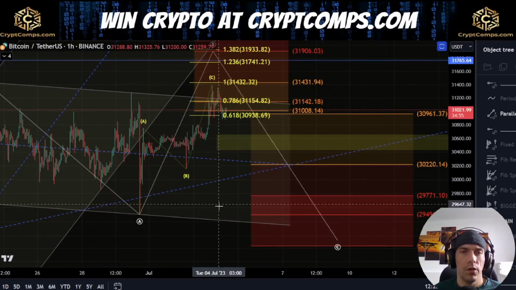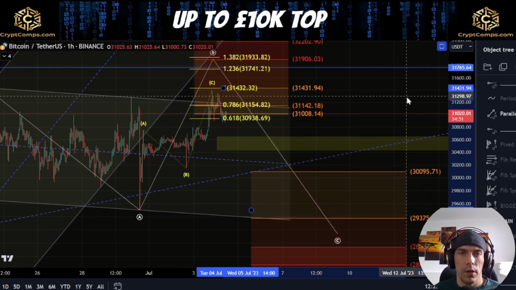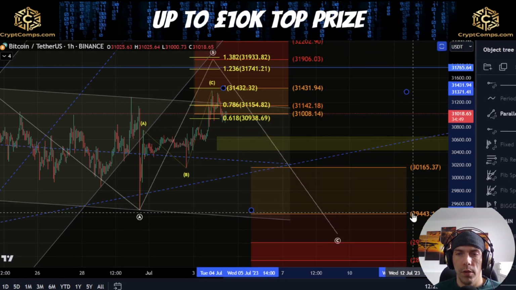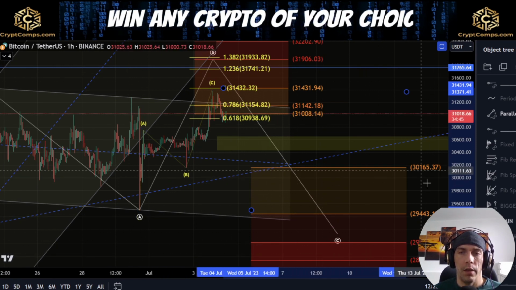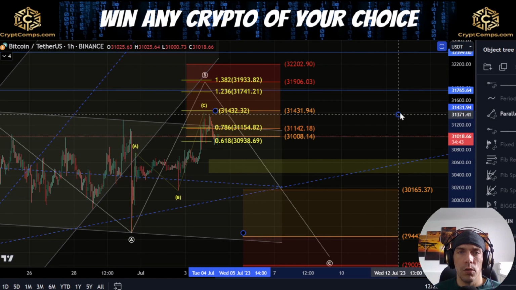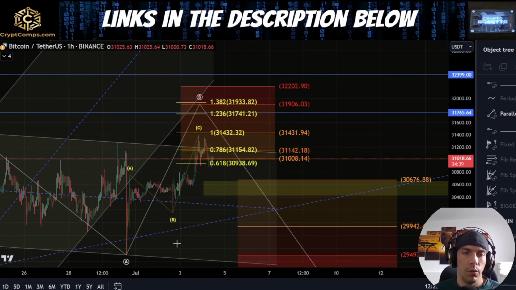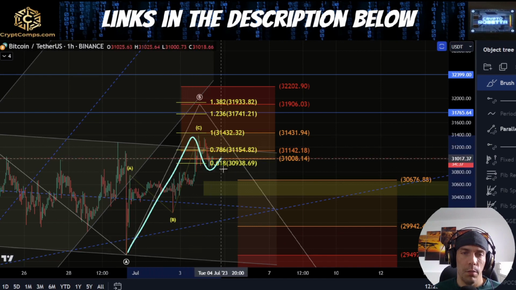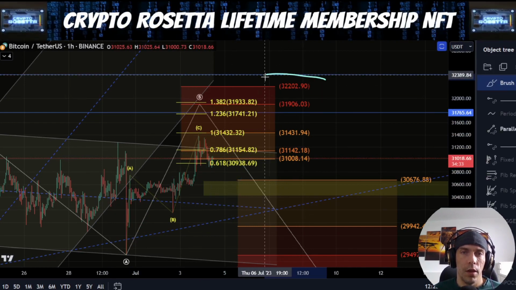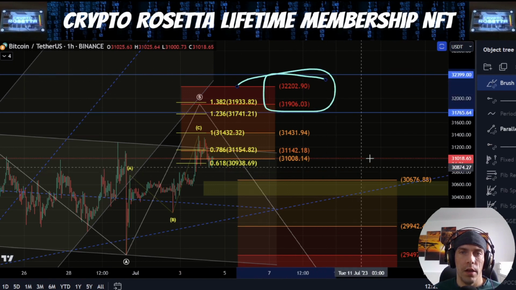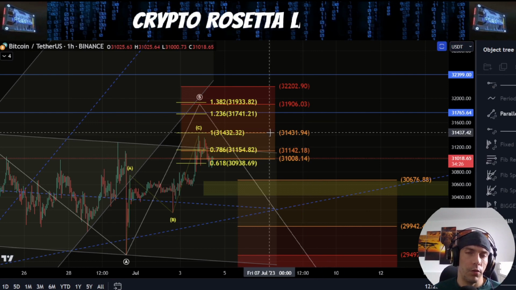But what we could still see is the potential for a move down towards this level of this 1-to-1, which would be this 29,443 if we're going to look at this as a flat playing out as it is here. Now, if we are not completed and we still look to push up a little bit higher, potentially what we could form is this as an A, we come back down here for a B, then we get a C wave up. We could see potential to come up into this higher range, this 32,202 to this 31,906 level.